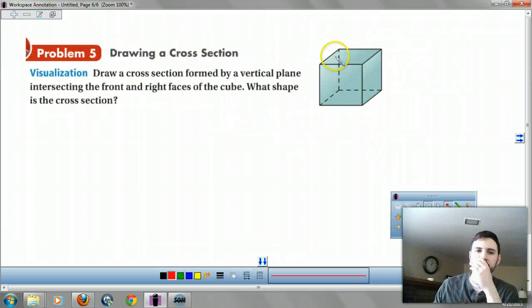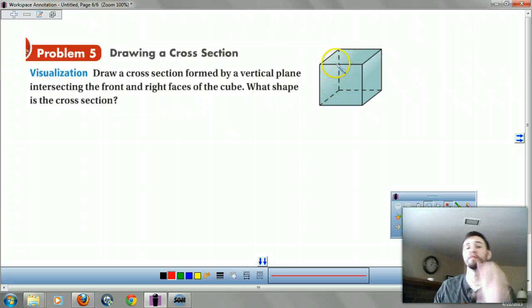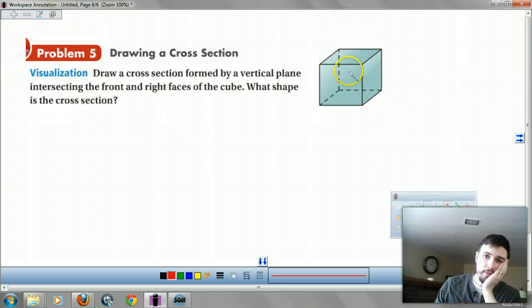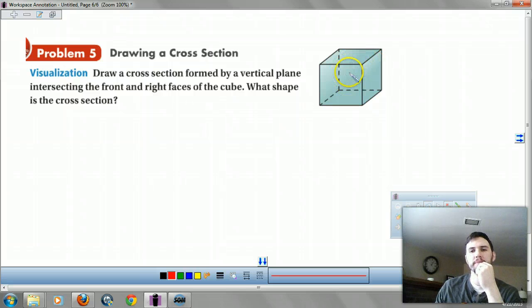Let's try again. Draw a cross section formed by a vertical plane intersecting the front and right faces of the cube. Oh, mamma mia. So front and right, right? Here's your front, here's your right.